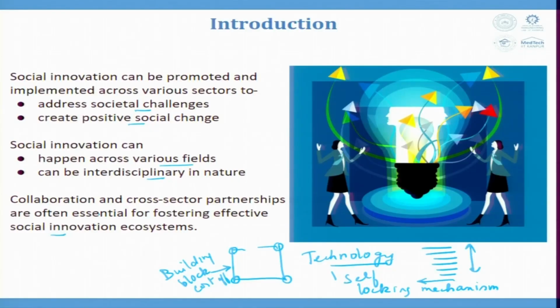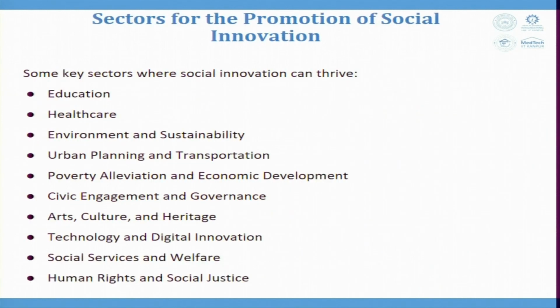So, cross sector partnerships are often essential for fostering effective social innovation ecosystems. So, there are various sectors for the promotion of social innovation. The key sectors are healthcare, education, environment and sustainability, urban planning and transportation. Urban planning is very important. Today, people are all moving towards urban cities. In urban cities, handling waste, handling transportation and giving accommodation, these are all challenges. Traffic is getting choked on roads because of improper urban planning. So, urban planning and transportation, poverty alleviation and economic development, civic engagement and governance, art, culture and heritage, there also social innovation can be thought of.